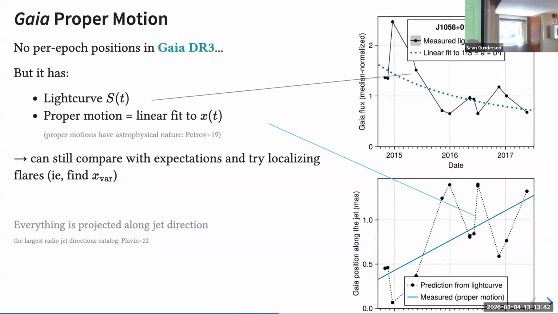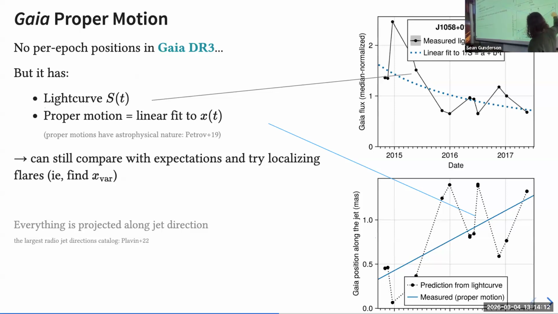So really, the issue now is that we don't have per-epoch positions in the current Gaia data release. They will only be released in about a year. So what we have now are light curves. These black data points shown at the top are directly available. In every transit, Gaia observes some source and measures its flux. This is directly available.